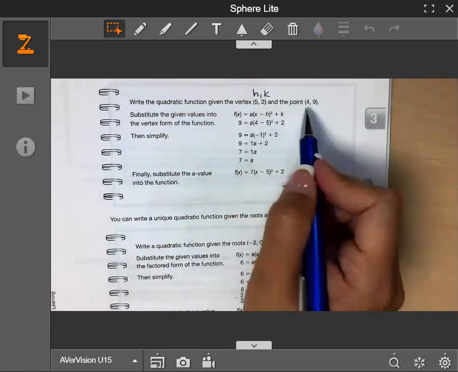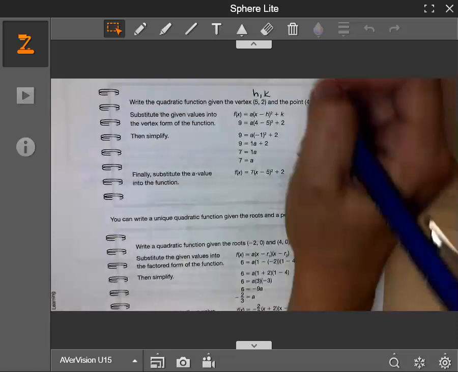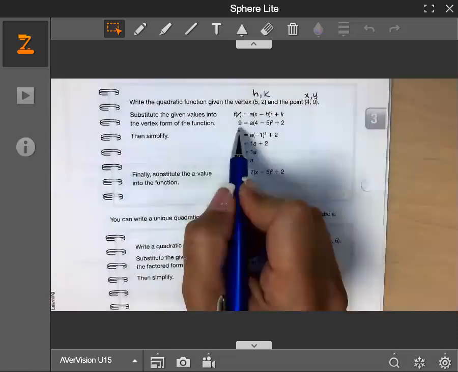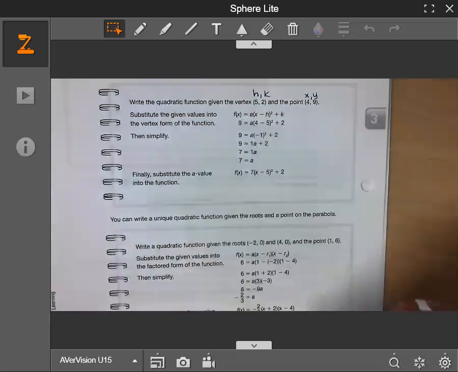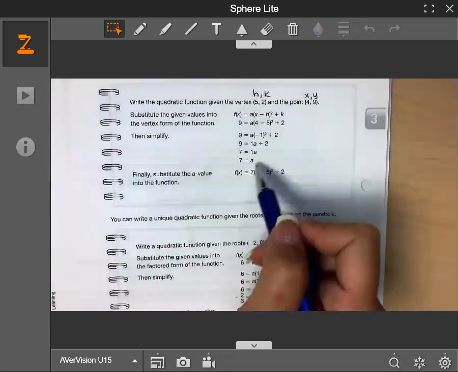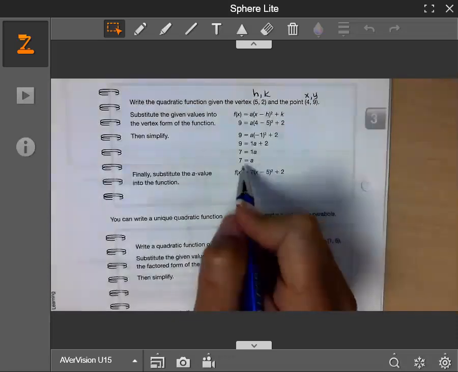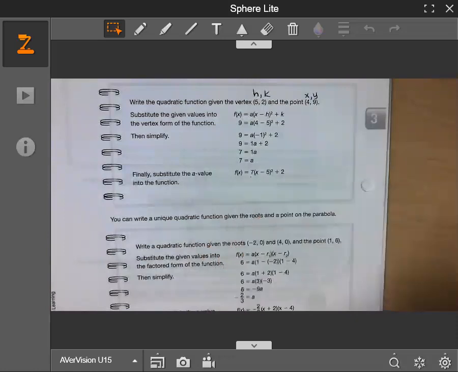Well, we can get that from the ordered pair because an equation is every single ordered pair on that graph. Then this x value and y value can be plugged in. I can plug in the 9 for the y and the 4 for the x. I then go ahead and solve for the a value, and I end up with a is 7, so I can plug that in for the equation, and we get y equals 7 times x minus 5 squared plus 2.